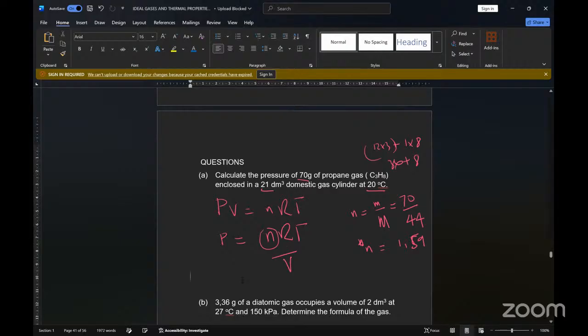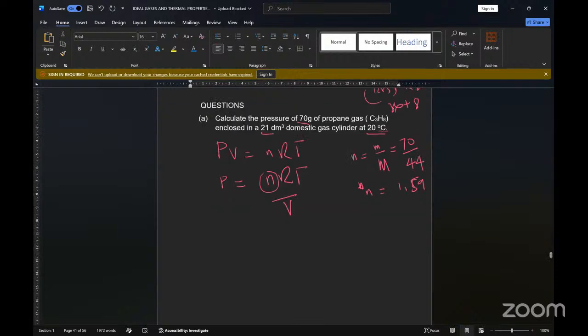So having done that, we have calculated the number of moles, that is N. We haven't finished. We know our R. According to that, it's a constant, is 8 comma 31. Our T, the temperature here is 20 degrees Celsius, so you must change it to Kelvin. You say 20 plus 273, and that gives you 293. So this is 293 Kelvin.